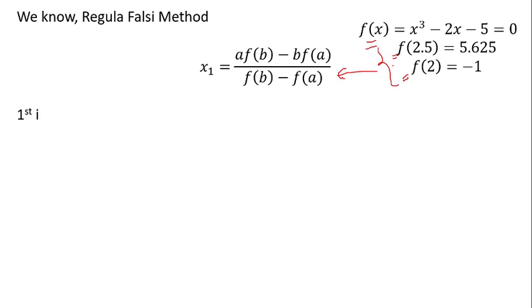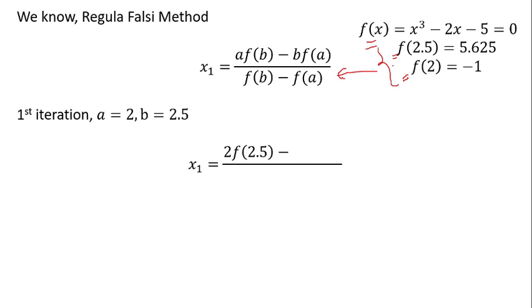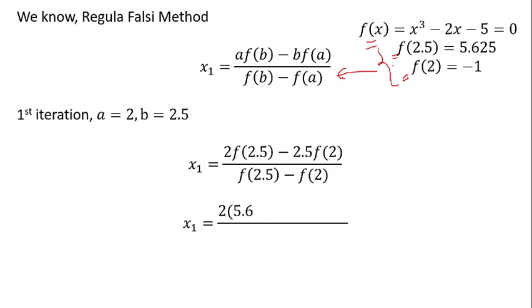So we get first iteration, that is x1 is equal to. Now put the value of a and b here. A is 2, b is 2.5. So x1 is 2 into f of 2.5 minus 2.5 into f of 2 divided by f of 2.5 minus f of 2. Therefore, x1 is equal to 2 into f of 2.5, which is 5.625, we know the value, put here, minus 2.5 into f of 2, which is minus 1, divided by 5.625, which is the value of f of 2.5, minus f of 2, which is minus 1.